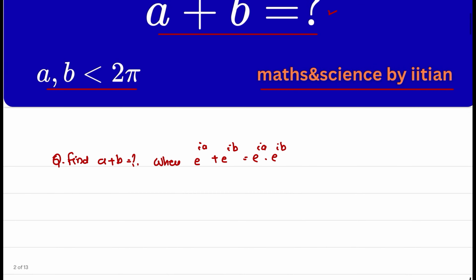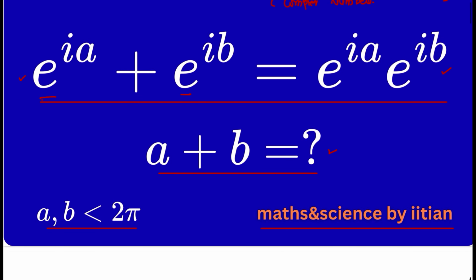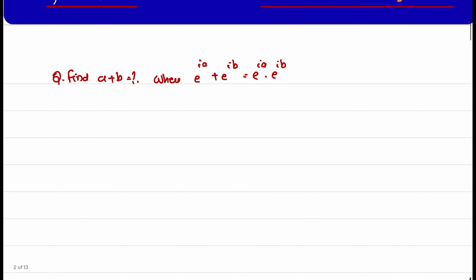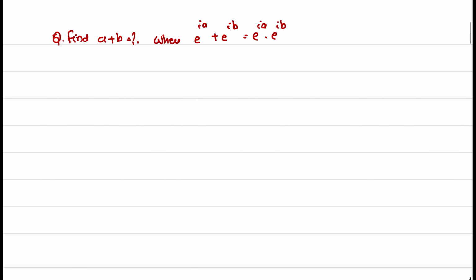What is the question given? Given question is: find a plus b when e to the power of ia plus e to the power of ib is equal to e to the power of ia into e to the power of ib. This is the question. Now let us try to solve it. Solution.